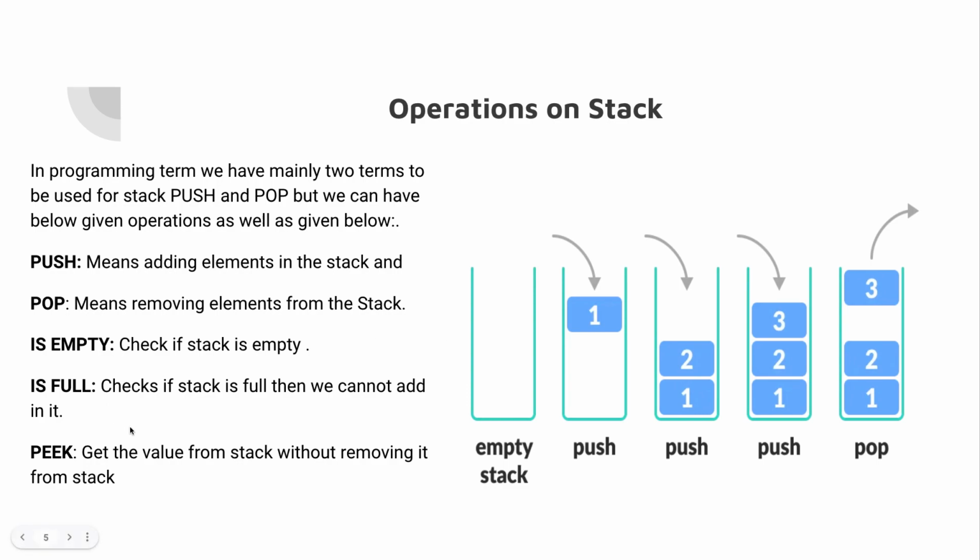Next is peek. What is peek? Peek means you want to get a value without removing it from the stack. Suppose we are pulling out this value, and I just want to print this value, not pull it out. That is called peek.